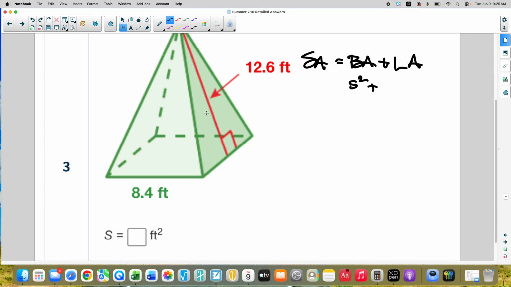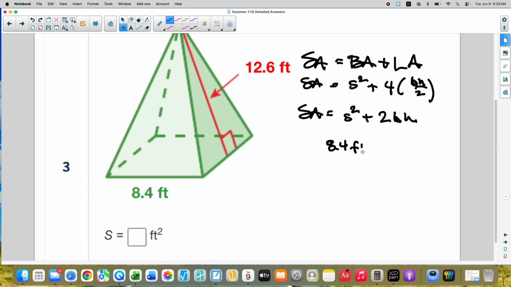So if we unfold all that, if we zip it open, if we take off the bottom, we're going to notice that we have 4 triangles. 4 times base times height divided by 2. We can simplify that. Side squared plus, now the 4 in the numerator and 2 in the denominator cancel, so we're left with 2 times base times height. So the square is 8.4 feet squared plus 2 times the base, 8.4 feet, times the height, which is 12.6 feet.